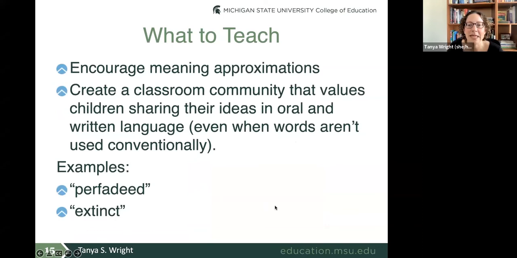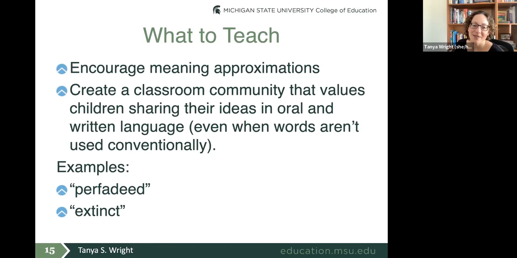Okay, encouraging meaning approximations too. So this gets back to the classroom community and valuing children's ideas, even if those ideas aren't conventionally correct at all times. So this includes when words aren't used conventionally, right? When kids take a risk and try to use a word differently, and it may be used differently than what it means in adult world. And that's because they're taking a chance, they're trying something new, and that's to be valued, and that is wonderful.